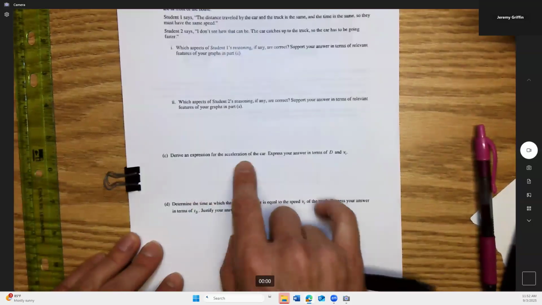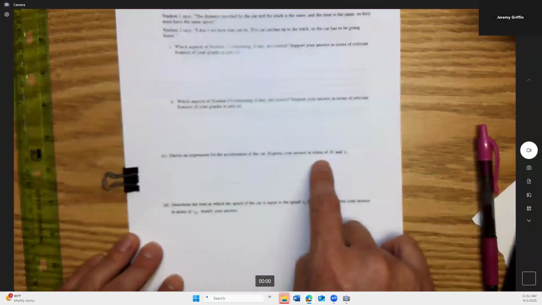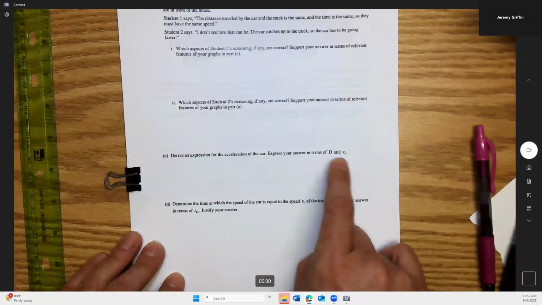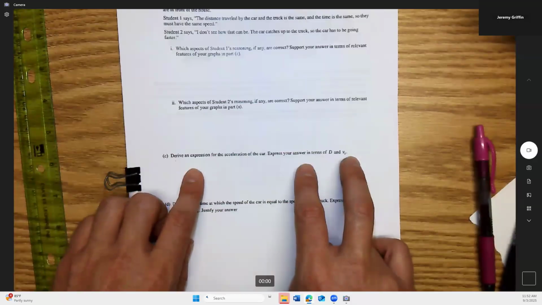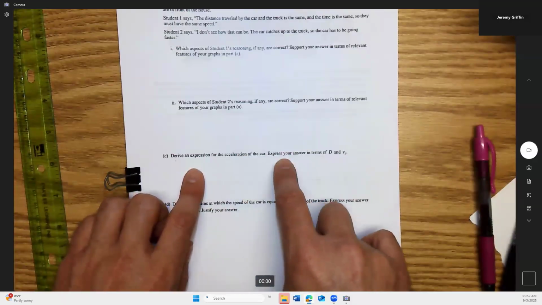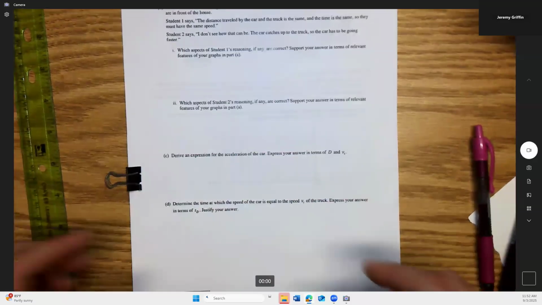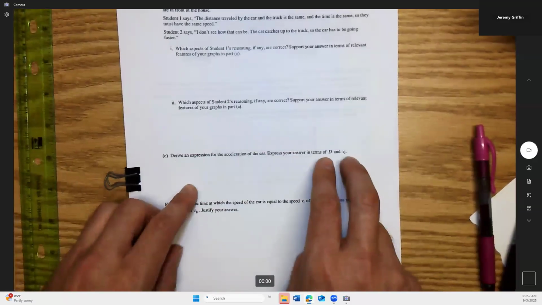Part C, derive an expression for the acceleration of the car in terms of the distance traveled and the speed of the truck. Okay? Now, what's a little bit tricky about this derivation is you could express the acceleration of the car maybe multiple different ways. Okay? Guys, do you notice they did not mention in terms of time?